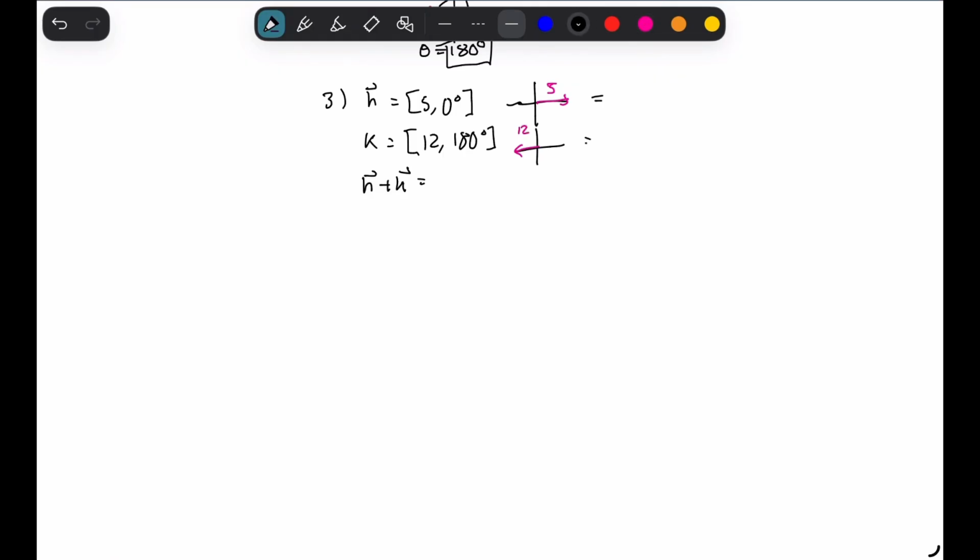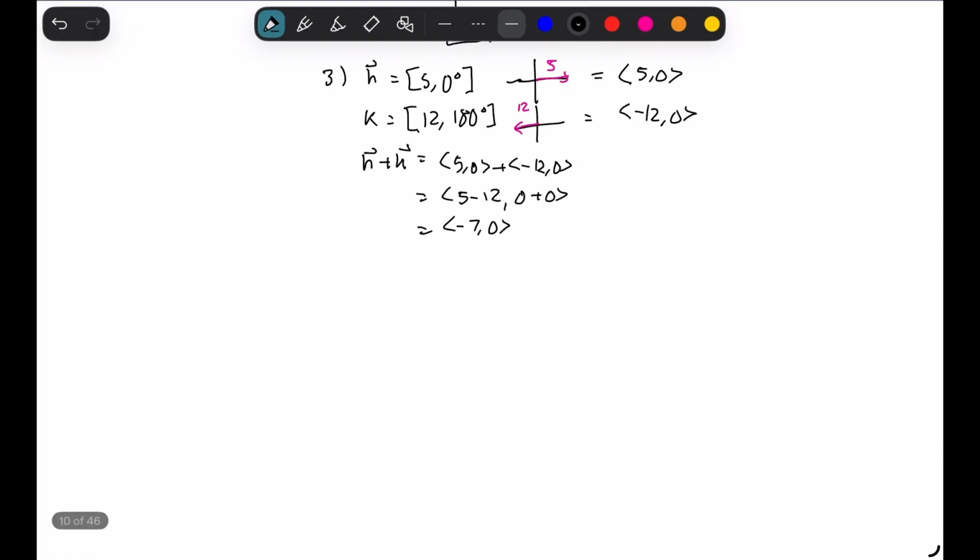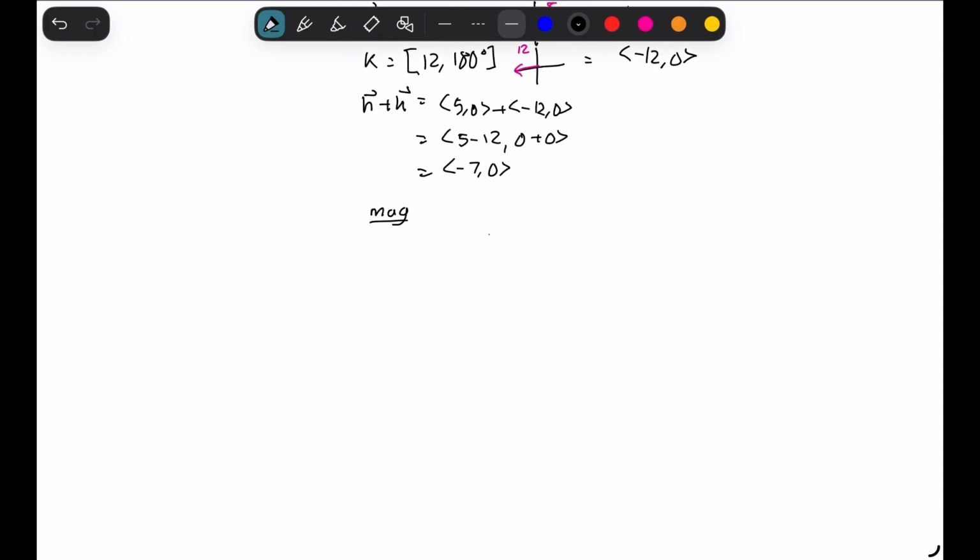If we write these in component form, this would be 5, 0. This would be negative 12, 0. If you want to add these vectors, you're going to have 5, 0 plus negative 12, 0, which gives us 5 minus 12, 0 plus 0, and negative 7, 0. Now we have to find the magnitude using the process we did earlier. So we're going to take our x and y, negative 7 squared plus 0 squared, and that's equal to the root of 49, which is going to be 7, which is the magnitude of our resultant vector.